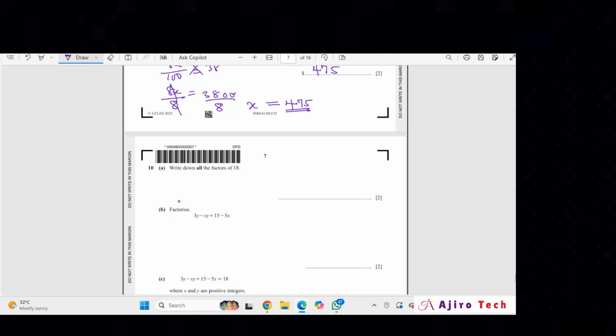We are asked to write down all the factors of 18. Very simple. If you don't know how to do this one, we will need to fight. But we're not going to fight again. Okay? So write down the factors.